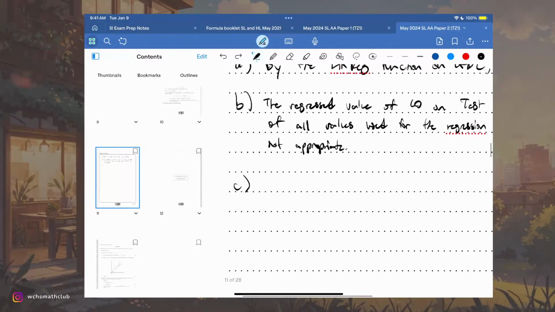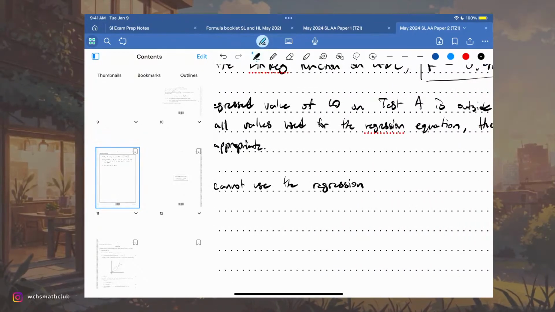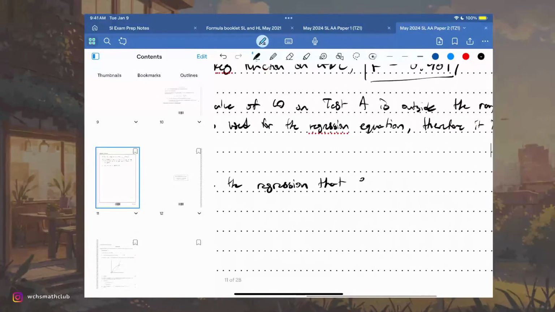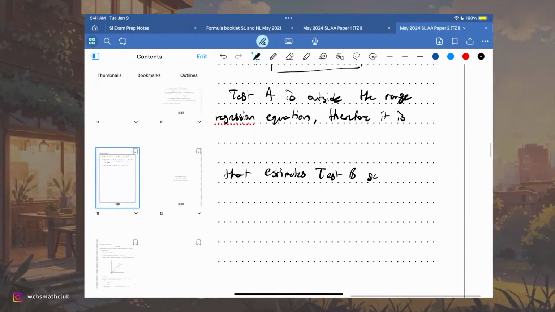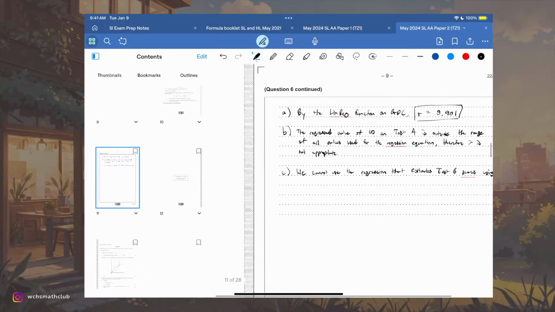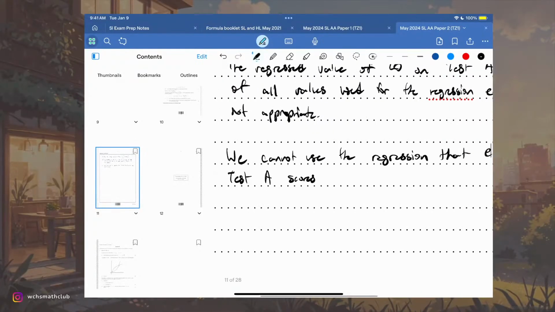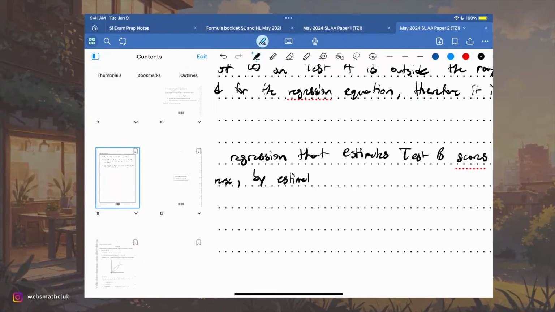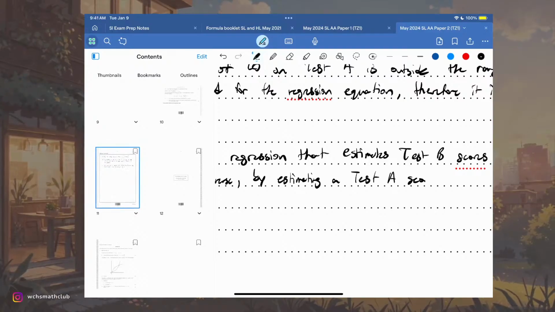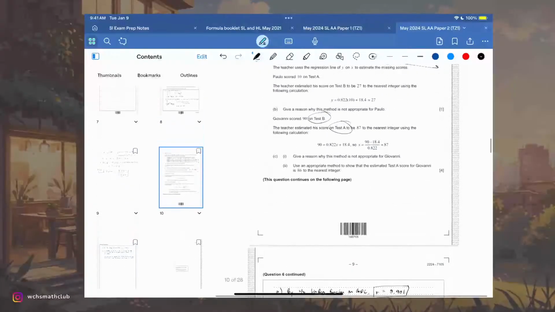yeah, so we cannot use the regression that estimates test B scores using test A scores in reverse by estimating a test A score with test B. Great. So that would be pretty much a valid reason for C.